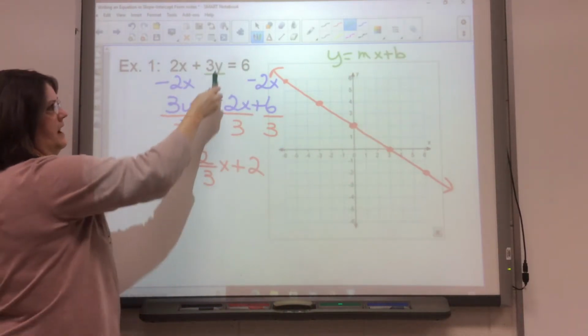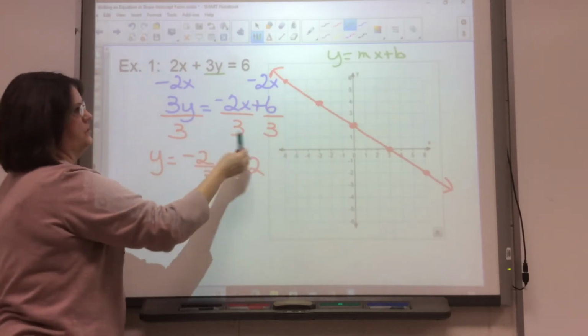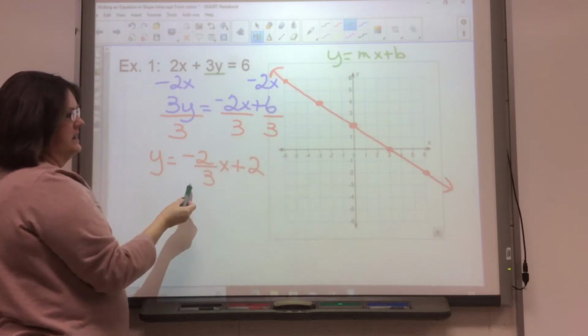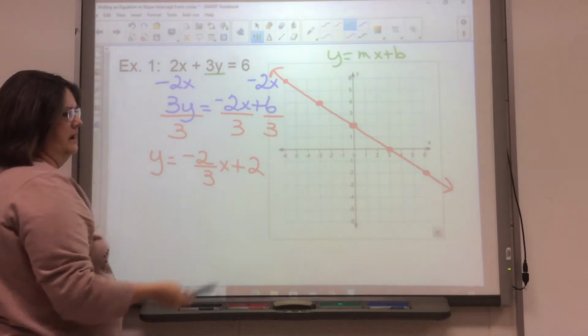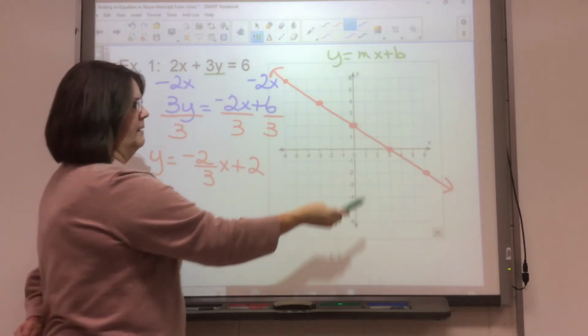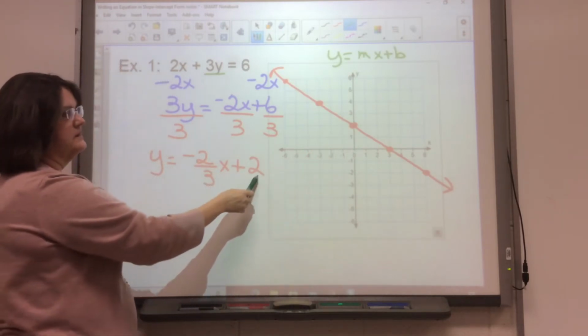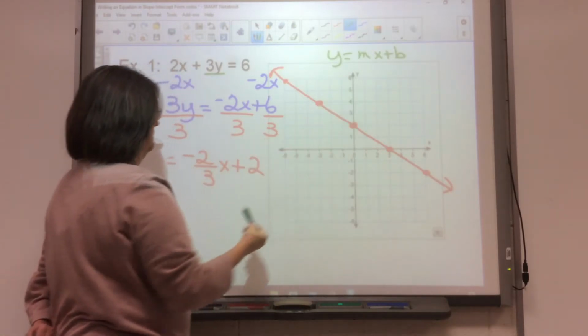Now I need to divide through by 3 because I want it to just be y equals. So I'm going to divide the entire equation through by 3. That's going to give me negative 2/3 x plus 2. Now, this is my y-intercept, this part. So I come over, I put a dot at 2 on the y-axis because it's the y-intercept.